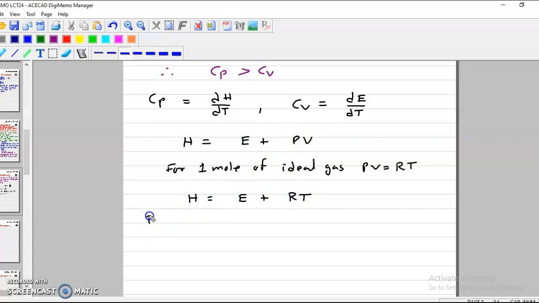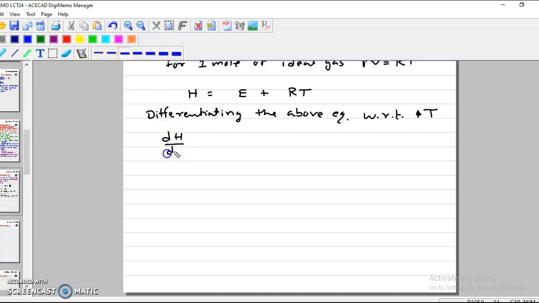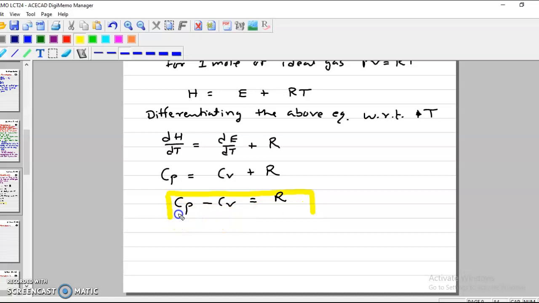Now differentiating the above equation with respect to T, we write dH by dT is equal to dE by dT plus R. And dH upon dT is equal to Cp, dE upon dT is equal to Cv, plus R. So Cp is equal to Cv plus R. Therefore, Cp minus Cv is equal to R. Okay, so this is the equation or formula or relation between Cp and Cv.